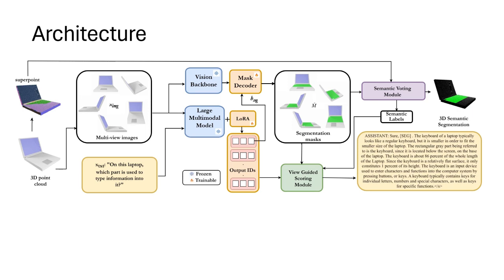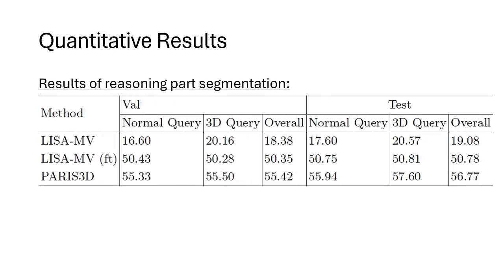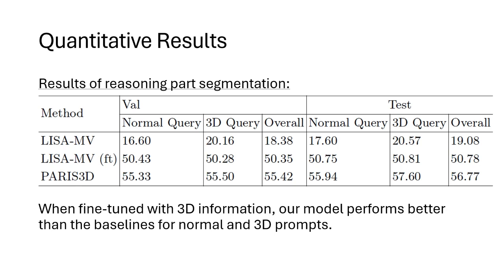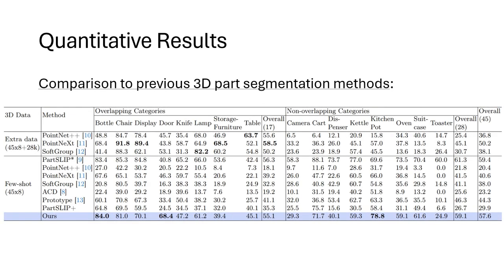Our reasoning part segmentation results show that when fine-tuned with 3D information, our model performs better than the baselines for normal and 3D prompts. Upon 3D semantic segmentation comparison with existing models, our method has better performance than methods that use the explicit names of parts.